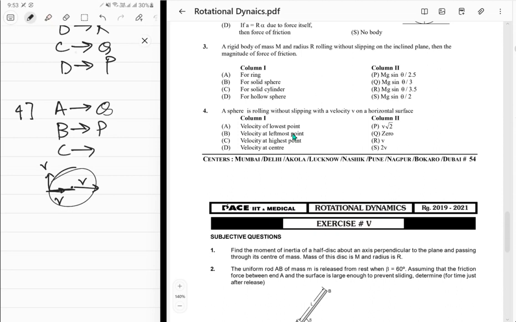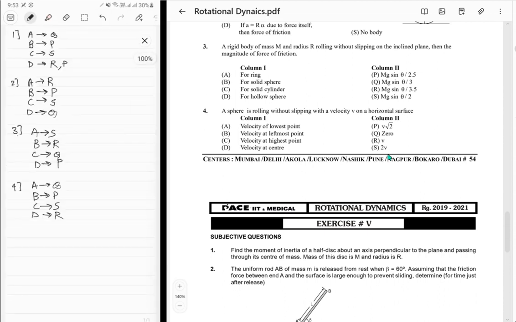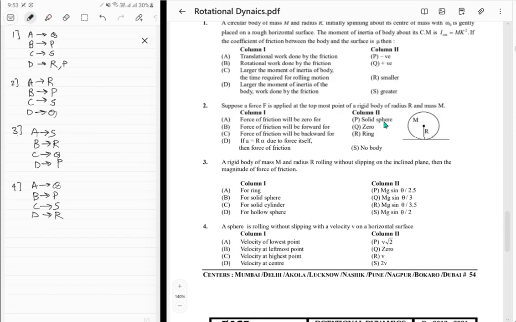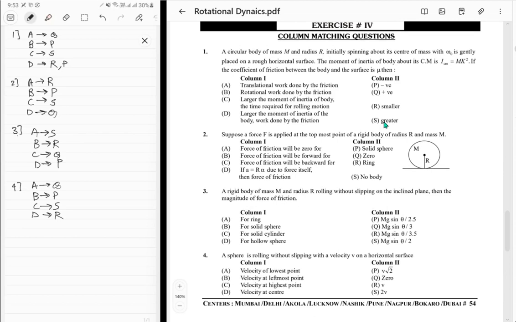Okay, c. Velocity of highest point, it's going to be 2v. This is very well known. And b. Velocity at center, v. So this was easy. I really think he meant exercise 5 or something. It's not supposed to be exercise 4, I guess, because this is just too short.